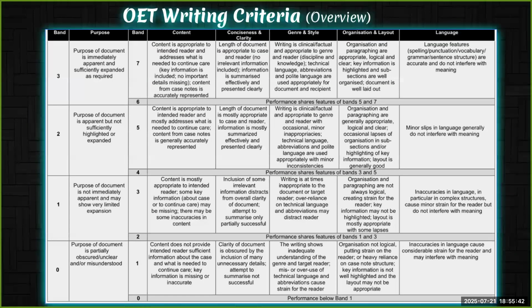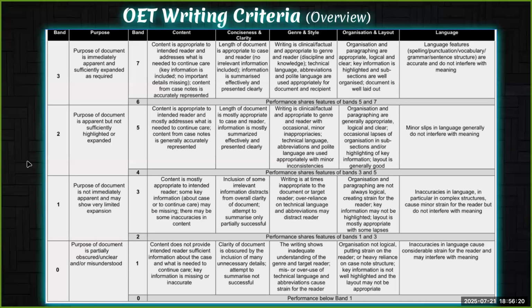Now, the last thing I'd like to mention is the bands. So each one of these criteria has a band scoring system. So the purpose has three bands, 1, 2, and 3, as well as band 0 if you've done less than band 1. Now, these bands are actually really close. So that means that the slightest improvement in your writing could take you from one band to the next.